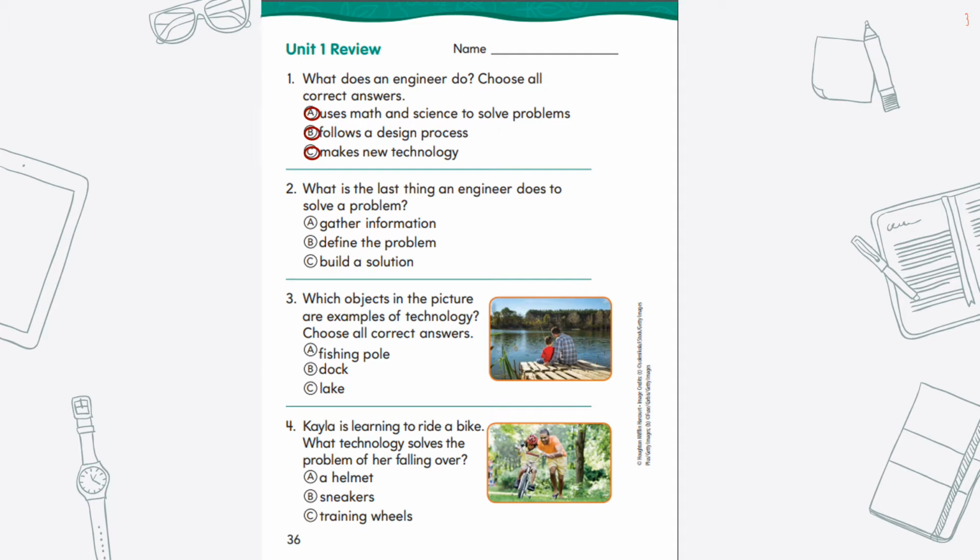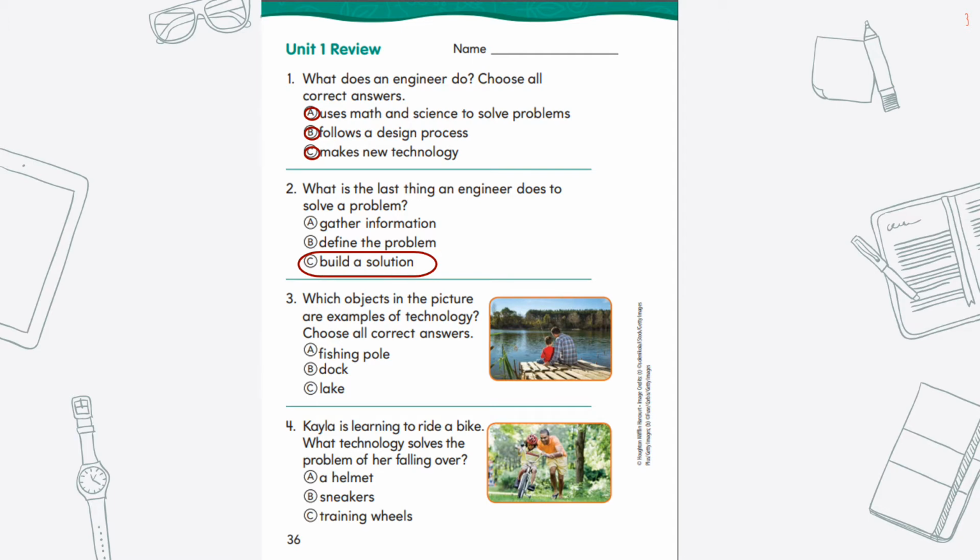I think you've already come up with the answer. Let's look at the answer now. And it is C. They build a solution, because option A, which is gather information, is actually part of step 1 in the design process. The name of step 1 is they define the problem. So A and B are the same step. It is C, which is the second step in the design process, and it comes after defining the problem.